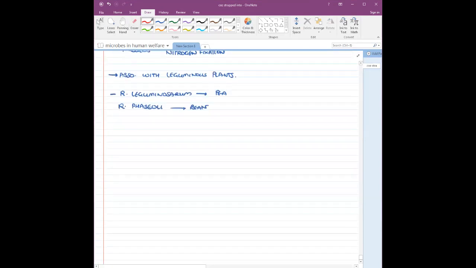Okay, but now the second one, guys, we are going to talk about Azotobacter. Let's try to see what is really going to happen out over here. So guys, once again, let me just pull out a picture of Azotobacter.